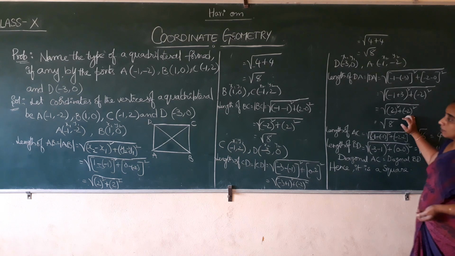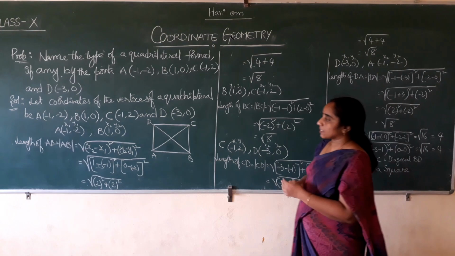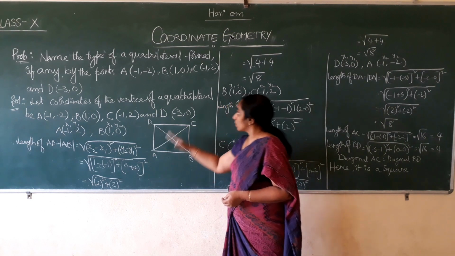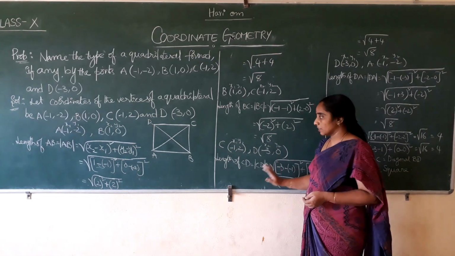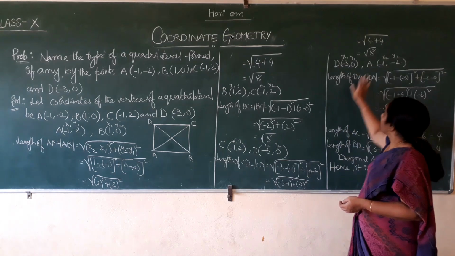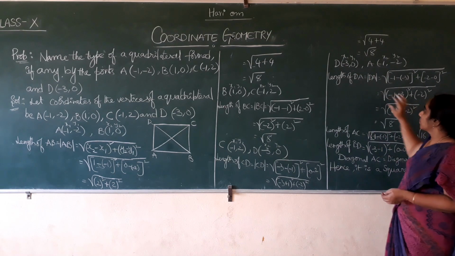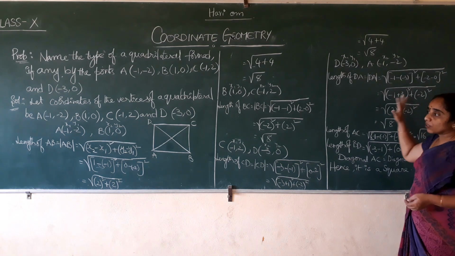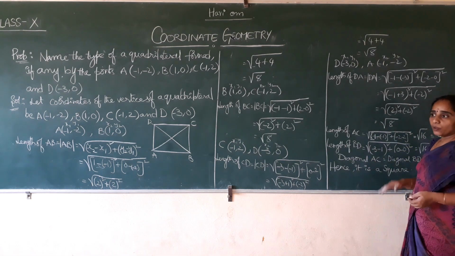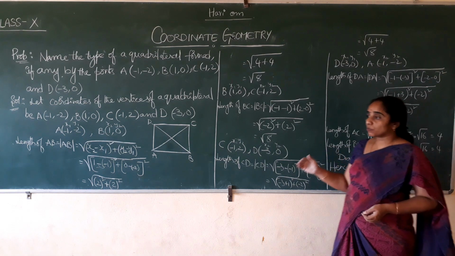Now all these sides are equal. Length of AB root 8. Length of BC root 8. Length of CD root 8. Length of AD or DA root 8. So 4 sides are equal means we can conclude that it is a square.